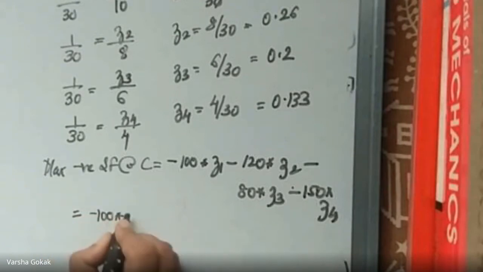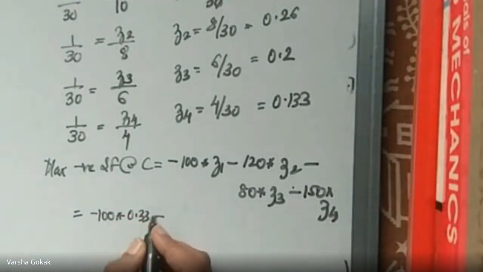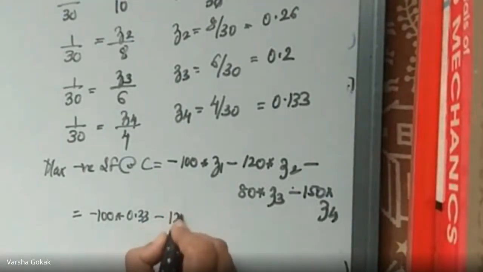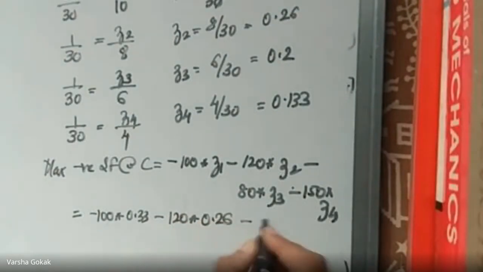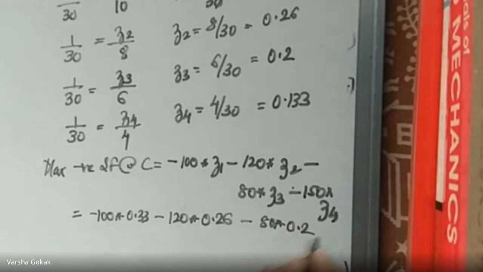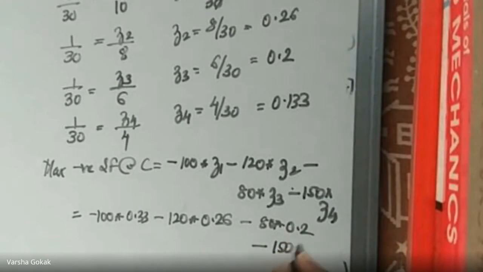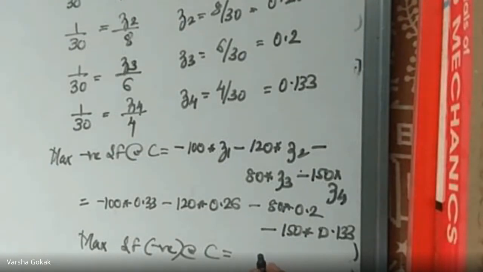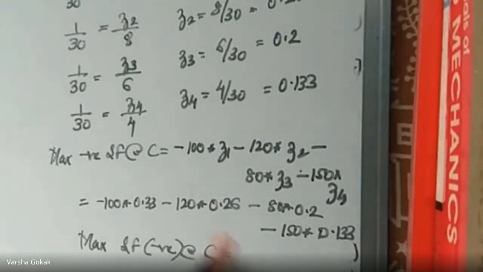So minus 100 into Z1 is 0.33, minus 120 into Z2 is 0.26, minus 80 into Z3 is 0.2, minus 150 into Z4 is 0.133. Get me this value, please. Minus 63.7. Minus 63.7. Everyone check. Minus 60.25. I have a different value.